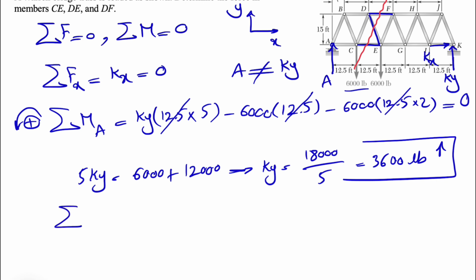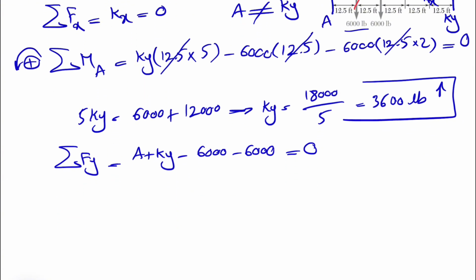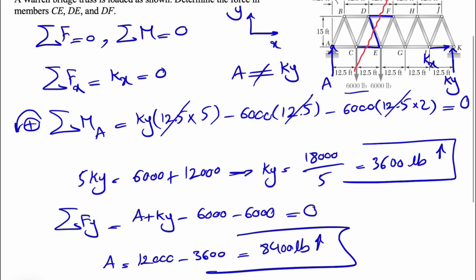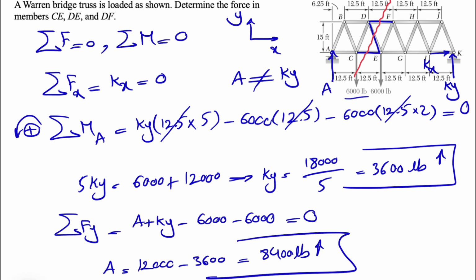Now that we have this, we can use our sum of Fy in order to find the A. We have A plus Ky minus 6,000 minus 6,000, and this will be equal to 0. So A is 12,000 minus 3,600, which is going to be 8,400 pounds. Again, no negative sign, the direction was correct. So now we have all the unknowns that were missing in the first place.